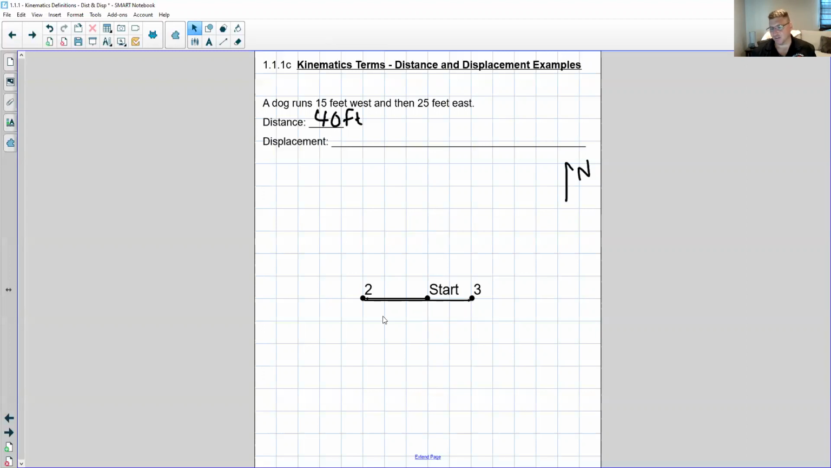So we can see graphically that the dog's final position is 10 feet to the right of where he started. So our final displacement, we could very easily just say 10 feet east. But we also have a tendency with one-dimensional motion to report things in terms of positive and negative.